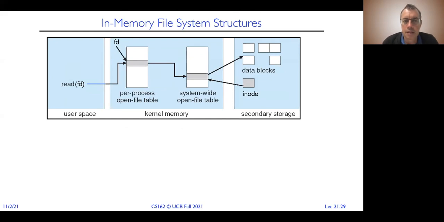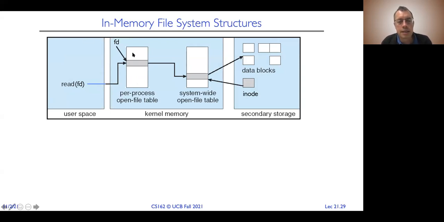So this is how the file structure looks in memory. This is user space, kernel memory, and secondary storage. This is what happens on the disk. When you read a file, a file descriptor points into this per-process open file table. Each entry holds information associated with that file: a file number and the seek position, the current position in the file.